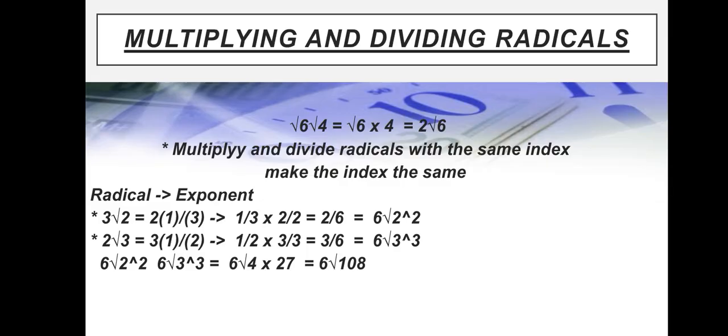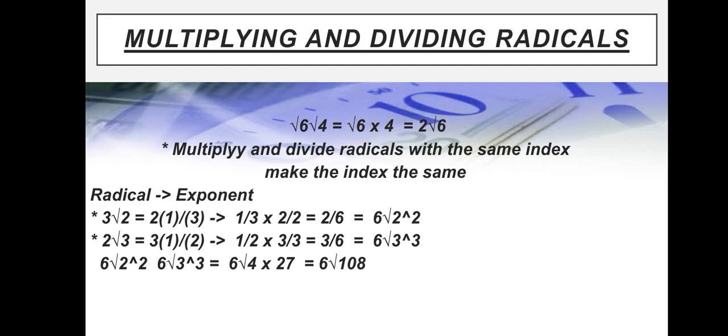Multiplying and dividing radicals. Square root of 6 times square root of 4 is equal to square root of 6 times 4, which is equal to square root of 24. Multiplying and dividing radicals with the same index. Make the index the same. Radical to exponent.